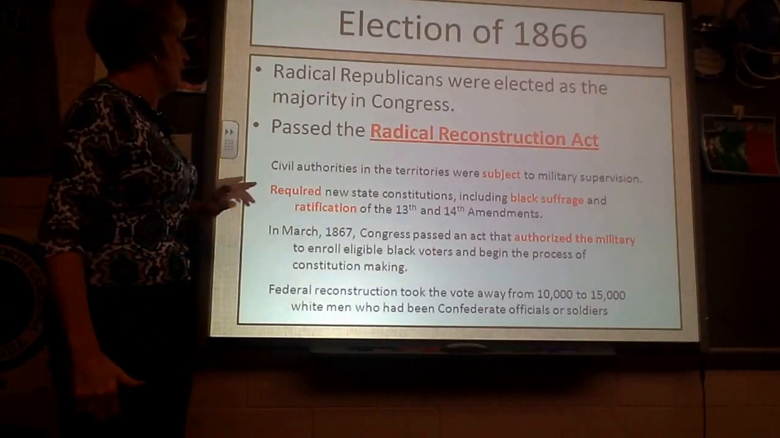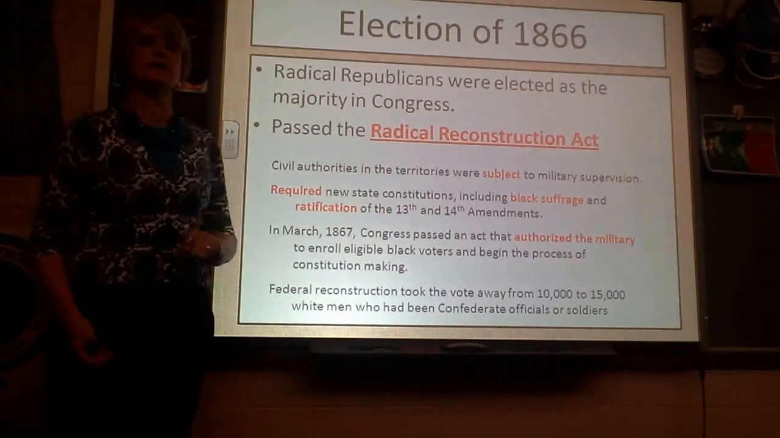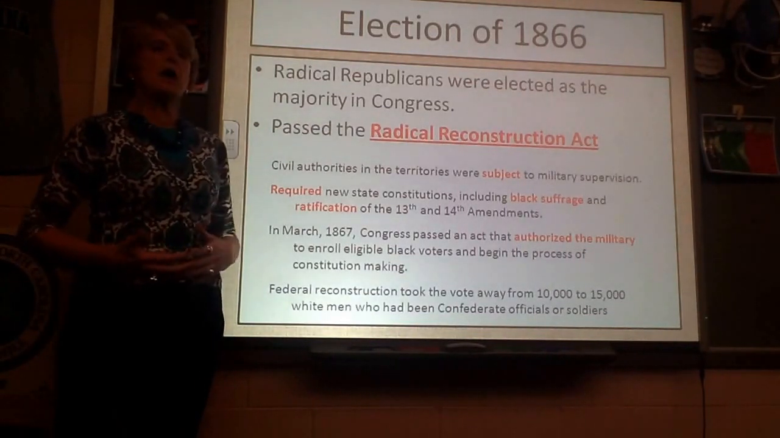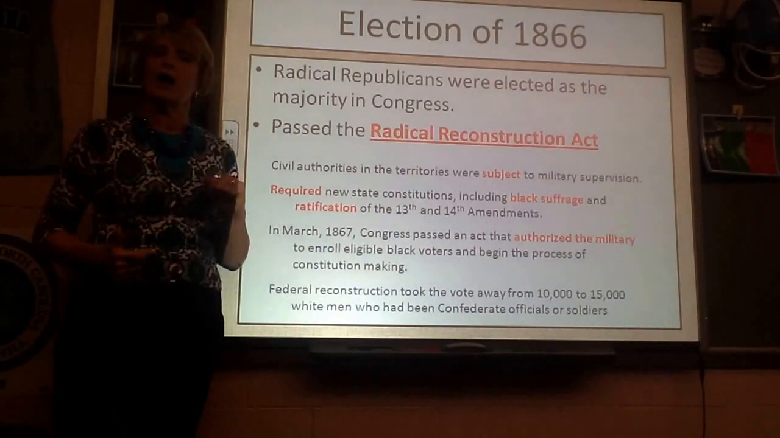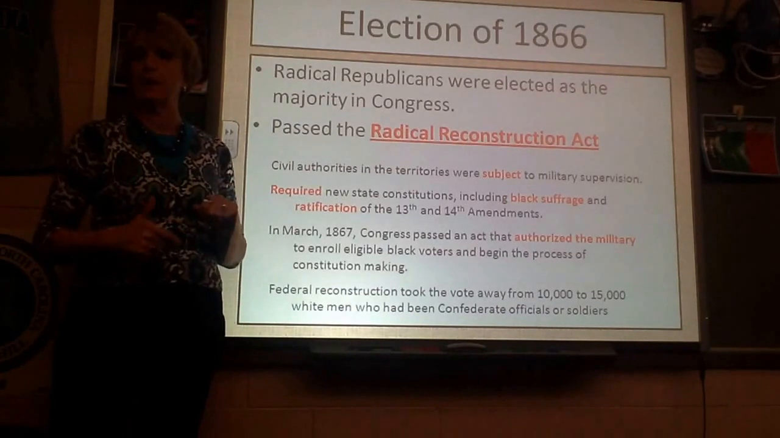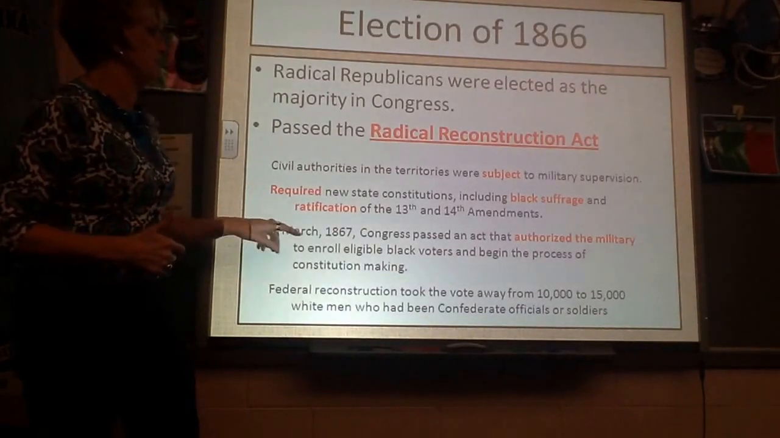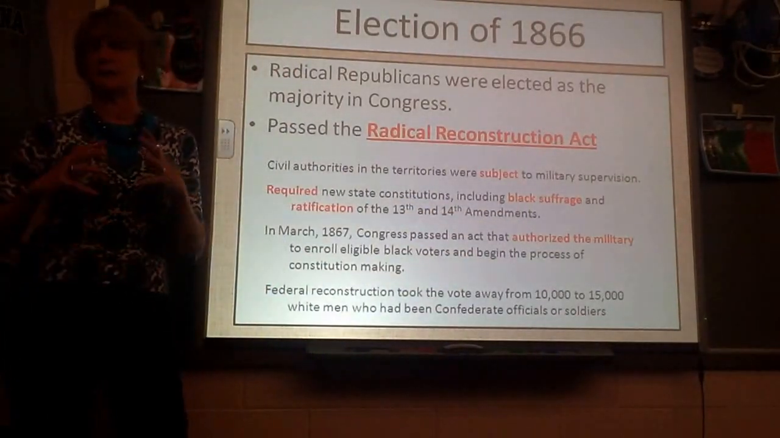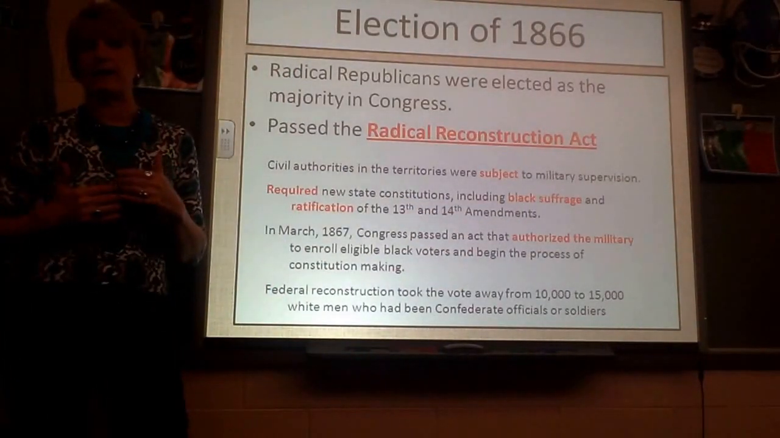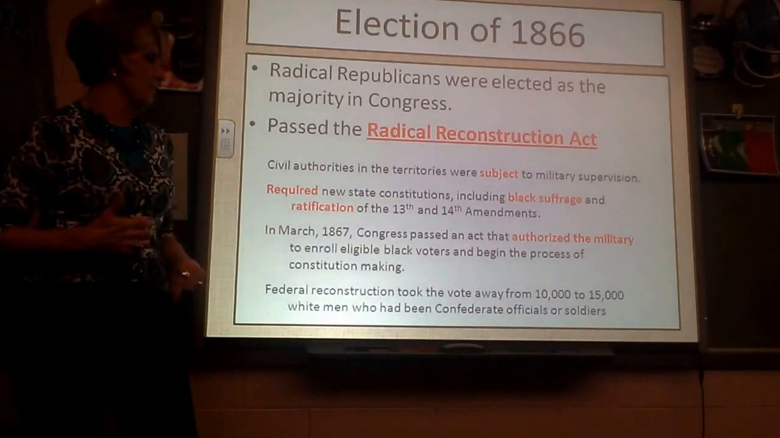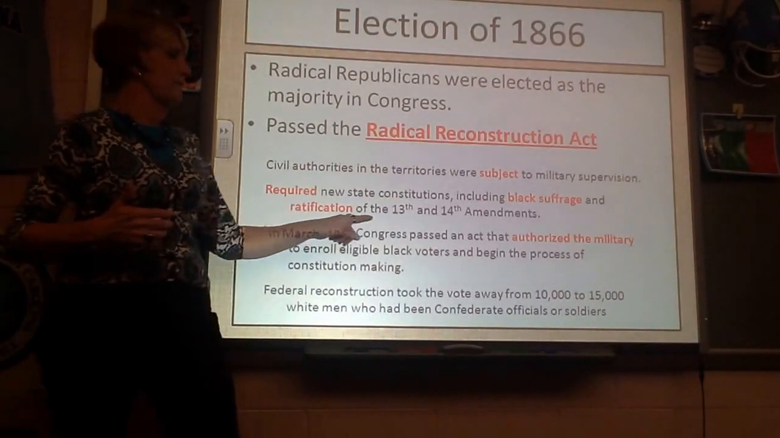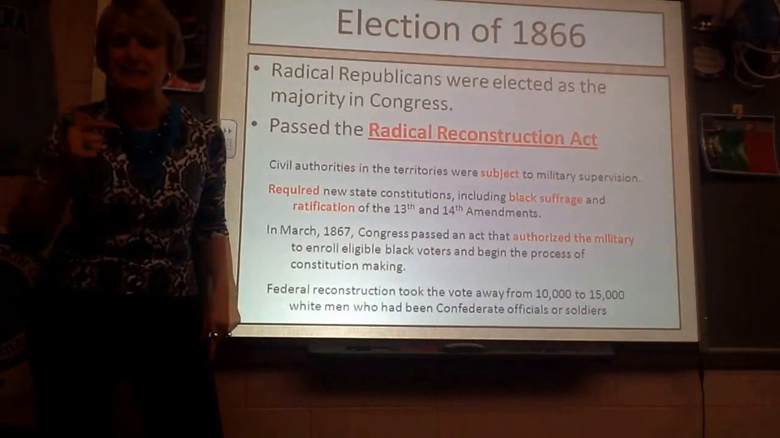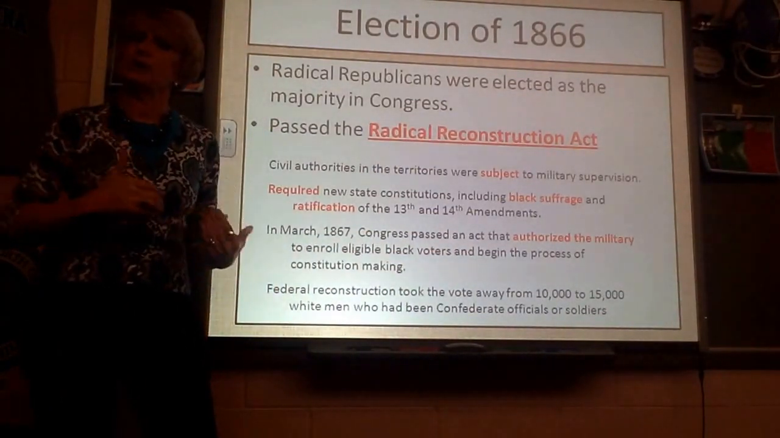They required new state constitutions. Some of the states after the war had already created their constitutions, but now under this federal law, they're saying in order for you to be a part of the Union, you have to have black suffrage. That means that blacks, these slaves, these freedmen now, have the right to vote. And that you have to ratify the 13th and 14th Amendments. We insist on this. This is what you have to do.